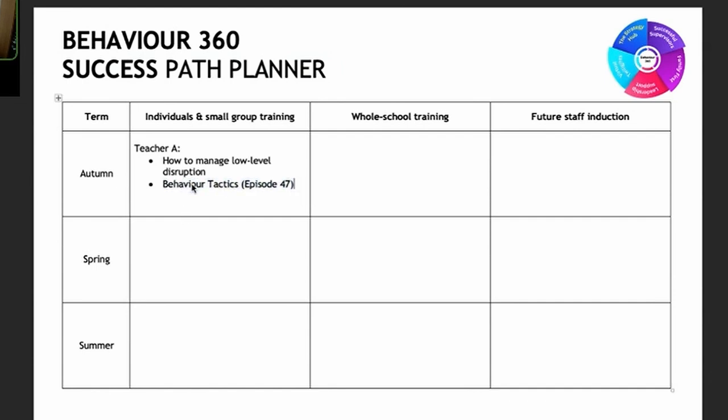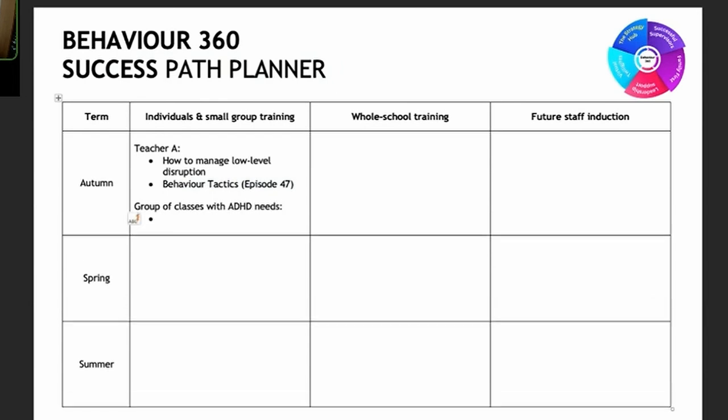So we've now got a training plan for teacher A, and then I'd go for my group of classes with SEMH with ADHD needs, and then I'm just literally going to write ADHD calm and refocus.